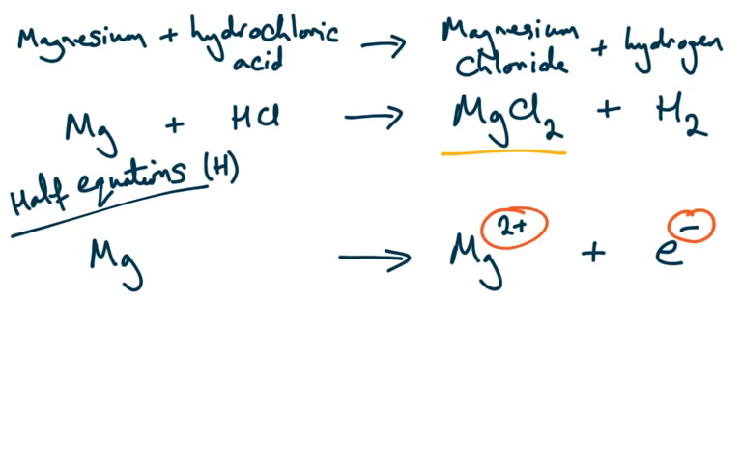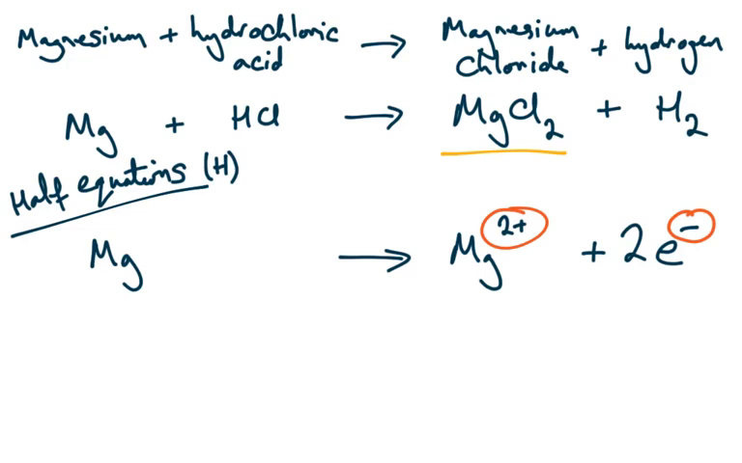We've got 1 minus on the electron and 2 plus on the magnesium. But if I add a 2 in front, then we can easily see that we've managed to balance our equation. We've now got 2 minuses and 2 positives. So this is a half equation.